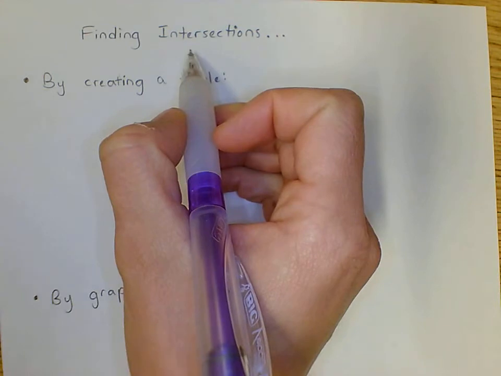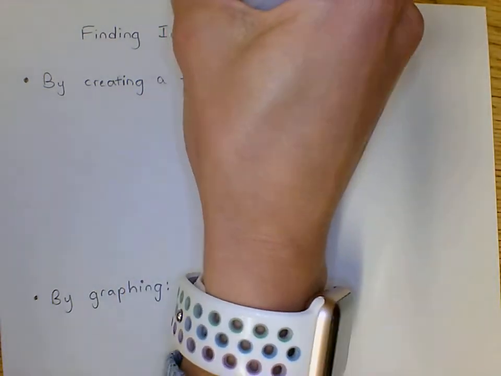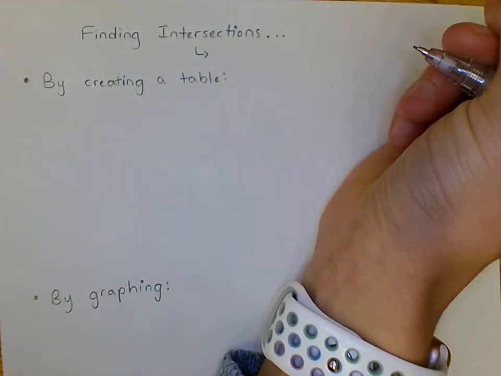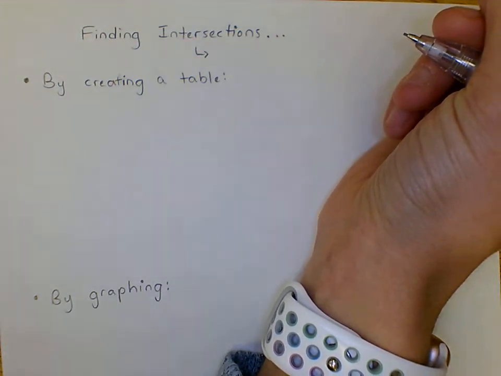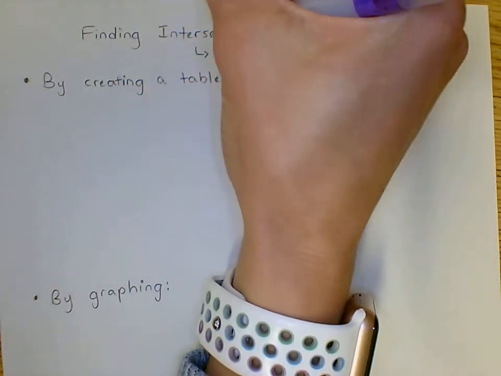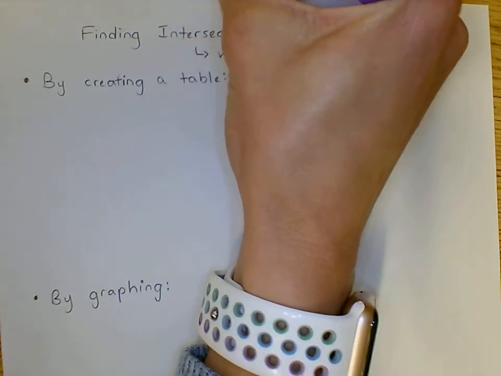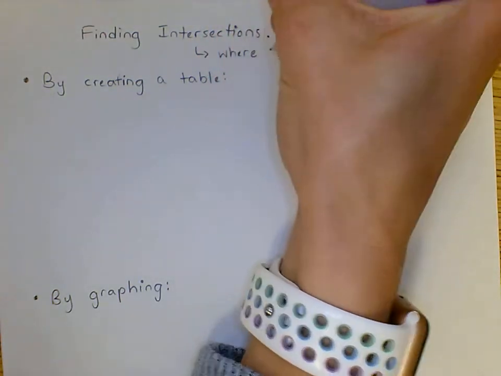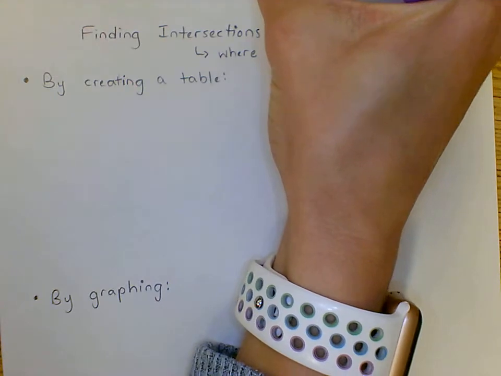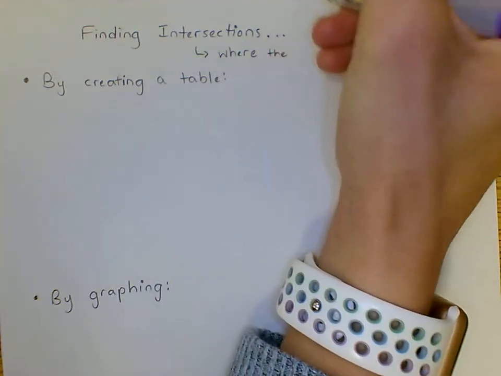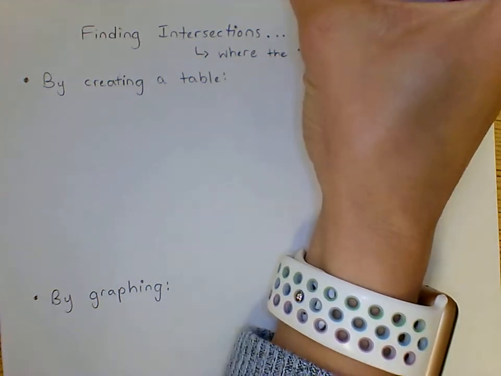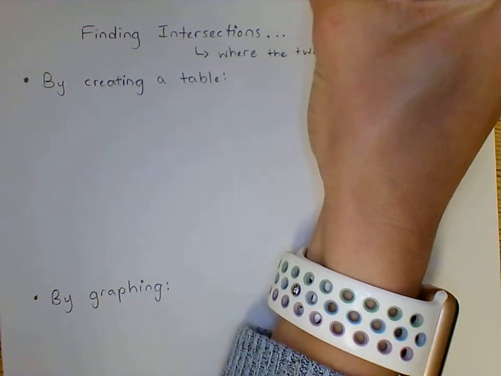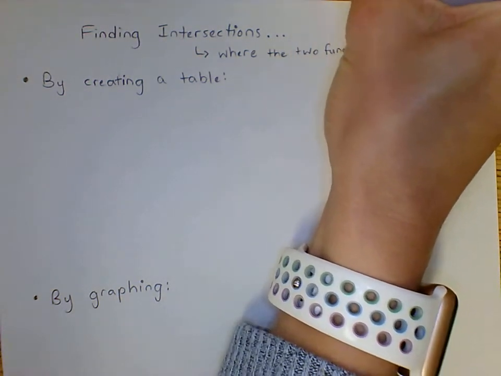First of all, intersection means that you're looking at where they cross. What x and y value do they have in common? Remember, intersections are where the two functions cross in their graph, or you could also think about it as looking for the x and y values that they have in common. So, where the two functions cross.